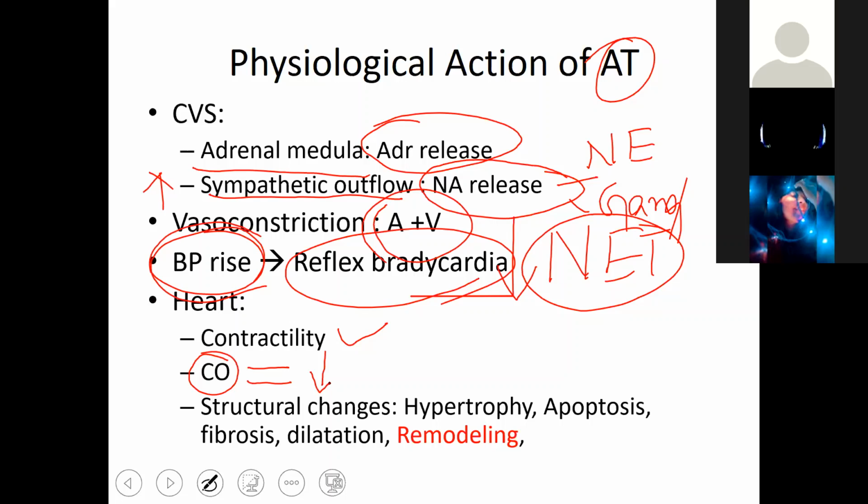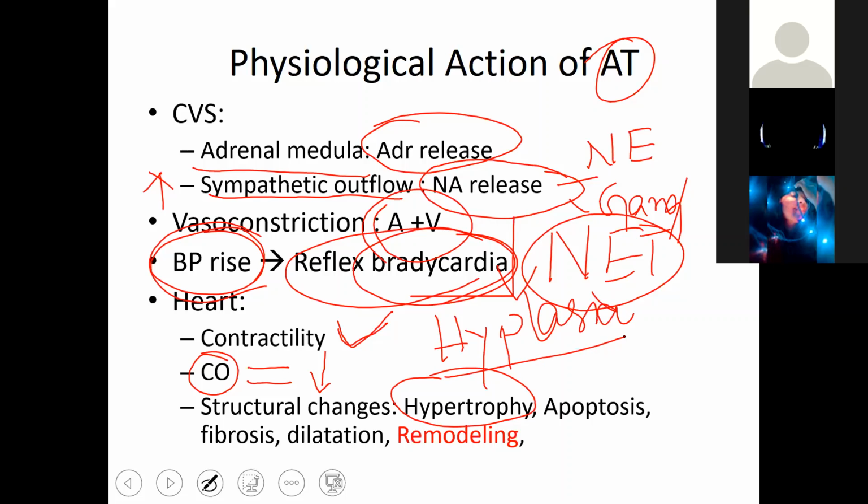Okay. And because there is reflex bradycardia, overall there is no significant change in cardiac output, although there is increased contractility. Okay, so what next? It causes some structural changes in the heart. Angiotensin causes both hypertrophy as well as hyperplasia. Hypertrophy is increased size, plasia means increase in number of cells. So both of these things occur. It promotes apoptosis, and because it promotes the growth factors, there is increased fibrosis.